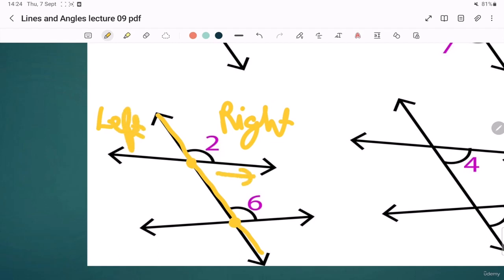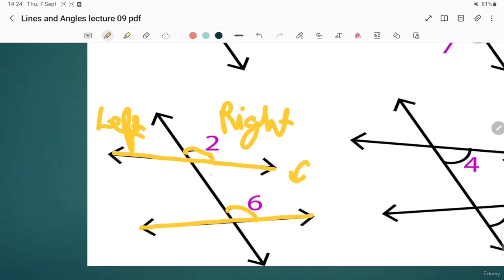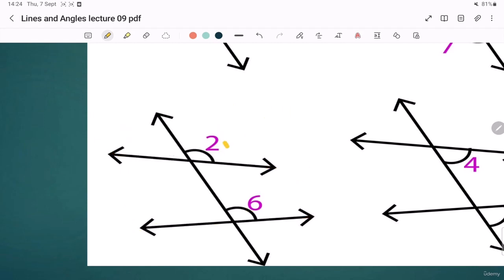That is, they are on the same side of the transversal. Second condition is also fulfilled. Now check the third condition. Angle 2 and angle 6. Both angles are above as compared to these lines. Therefore, third condition is also fulfilled. Hence, we can say angle 2 and angle 6 are corresponding angles.